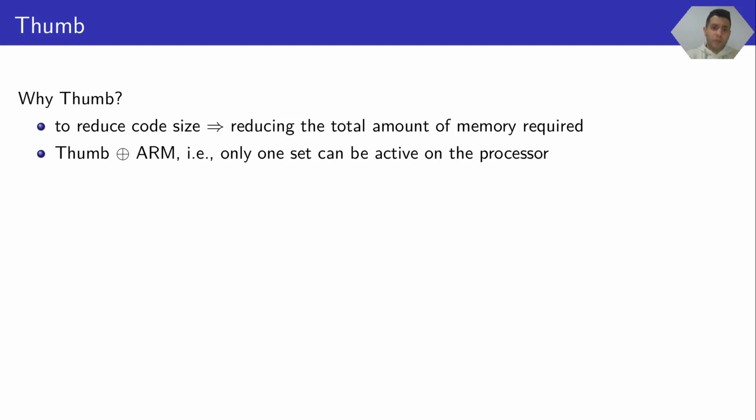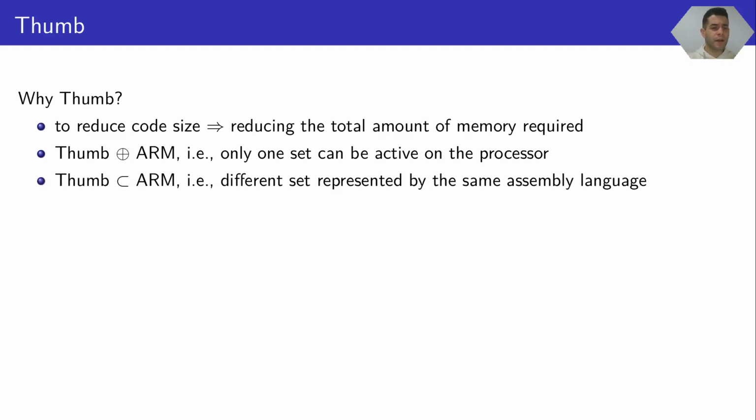Another thing, obviously very important, but quite naive: only one set can be active on the processor. We will see how we can switch from ARM to Thumb, but just one set can be active on the processor, and Thumb is a subset of ARM. It means that all the instructions that you have in Thumb are also available in ARM. The only difference is the encoding.